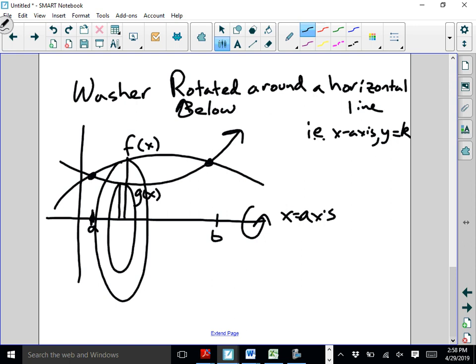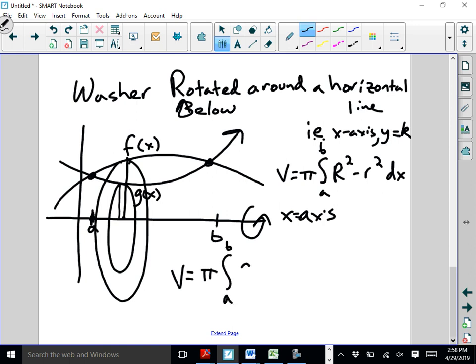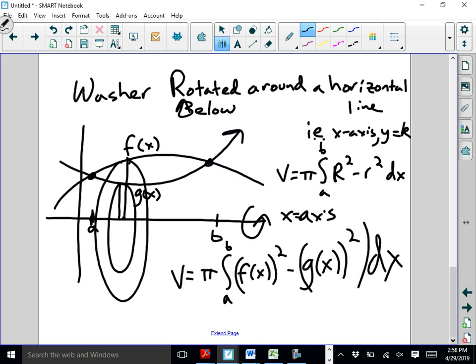The formula is always pi times the integral left to right of big radius squared minus little radius squared dx. The big radius here is simply the distance between the x-axis and f of x. So for this particular one, we'd have pi times the integral from a to b of f of x squared minus g of x squared dx. Okay, so this would be for around the x-axis.